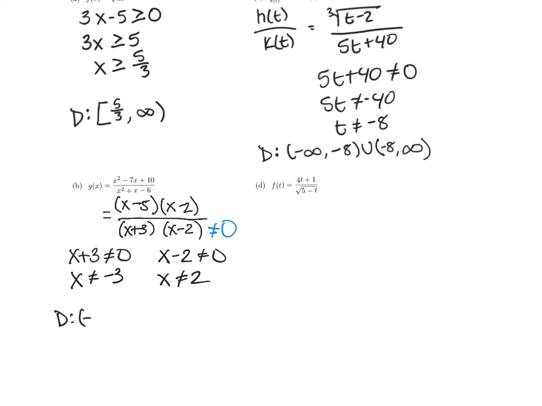So we're going from negative infinity to negative 3, or x can be anywhere between negative 3 and 2, or anywhere between 2 and infinity. So here's just a few different situations on restrictions of the domain. We're going to leave example D for class tomorrow. We got one more example to go through, and then we'll be done.